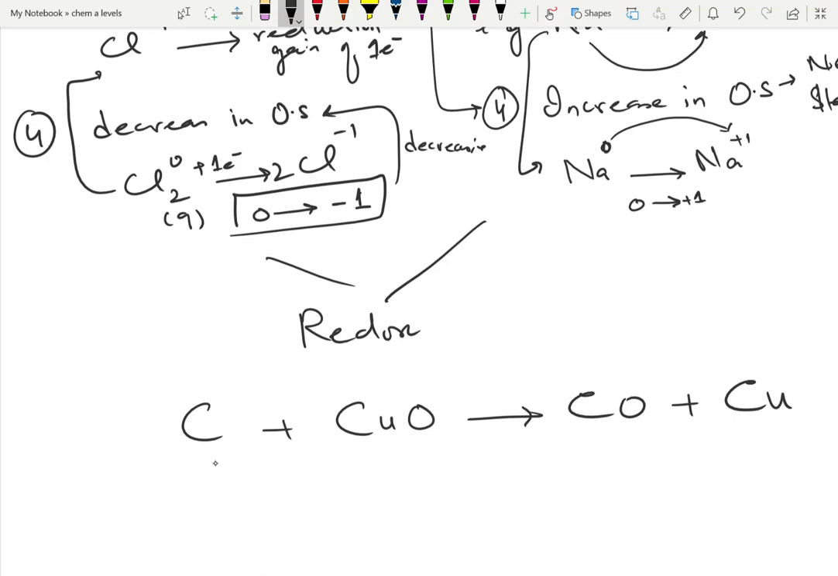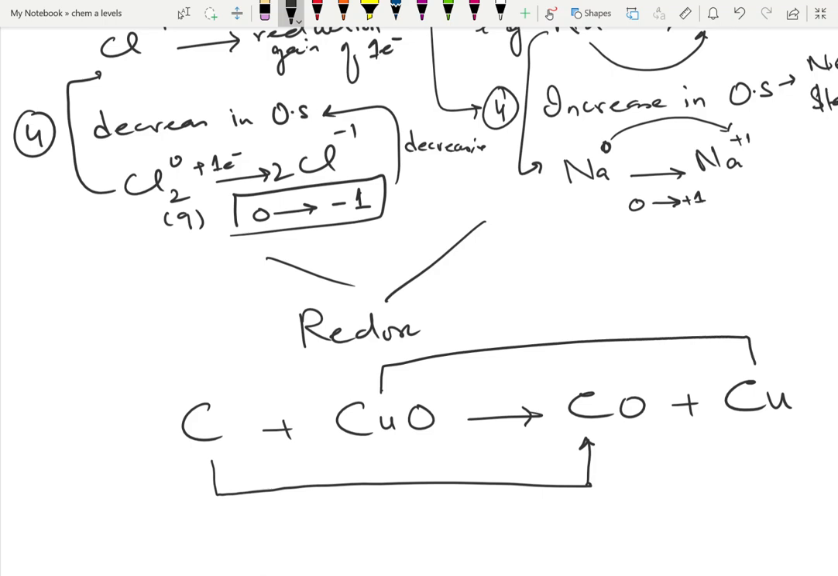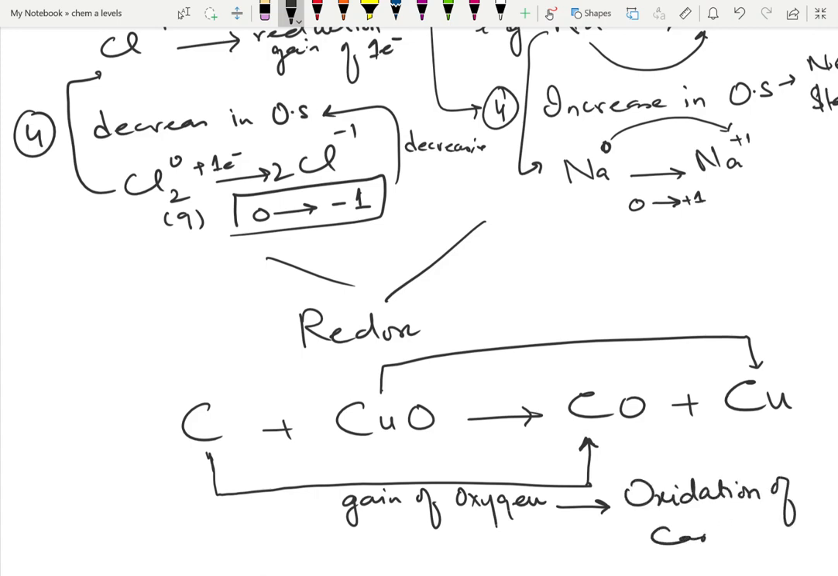Let's talk about what is happening in this reaction. Carbon has changed to carbon monoxide, and copper oxide has changed to copper. Let's discuss what is actually happening. Carbon, when transitioning from this stage to this stage, gains oxygen. And if gain of oxygen is taking place, then it is called oxidation of carbon.